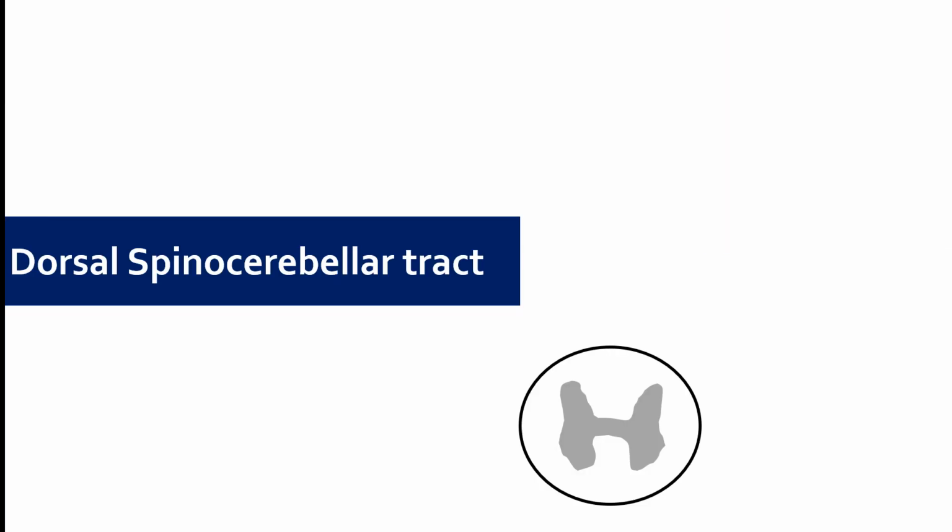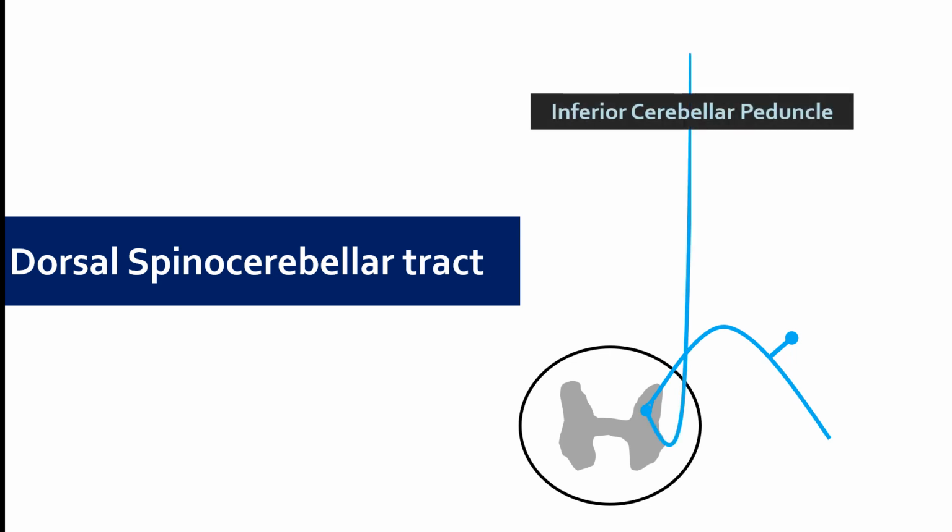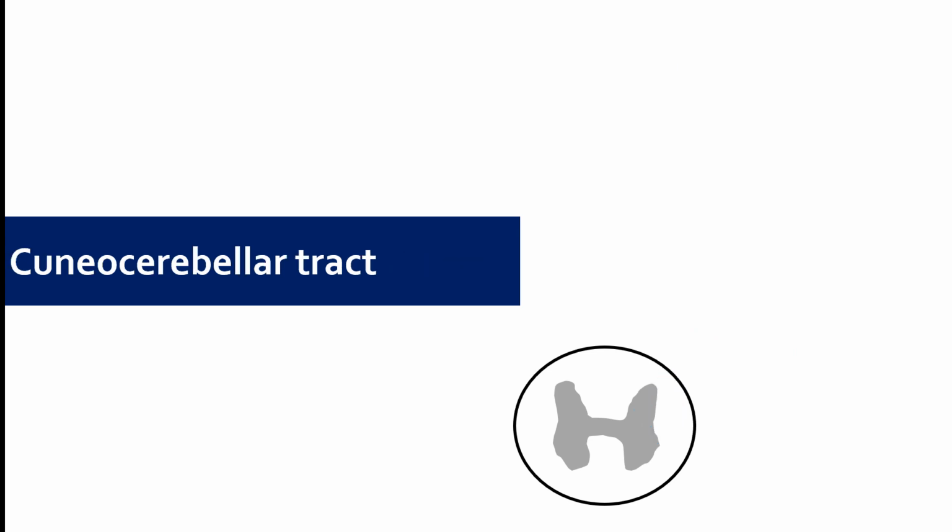First of them is the dorsal spinocerebellar tract. This is perhaps the easiest to understand. It comes in to the spinal cord. There's a synapse which then ascends ipsilaterally via the inferior cerebellar peduncle to the cerebellum. Pretty straightforward. The second of these then is the cuneo-cerebellar tract.